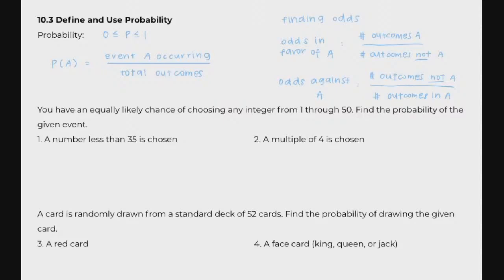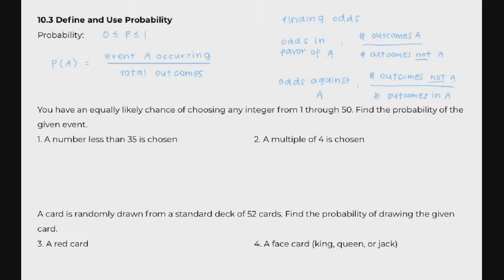In this video, I'll be going over 10.3, which is define and use probability. Probability is a number between 0 and 1, and it shows how likely something is going to happen. So if it equals 0, then that means there's no chance of that happening at all. And if it's 1 or closer to 1, then there's a high chance of it happening. And if it's 1, then that means it's going to happen for sure.